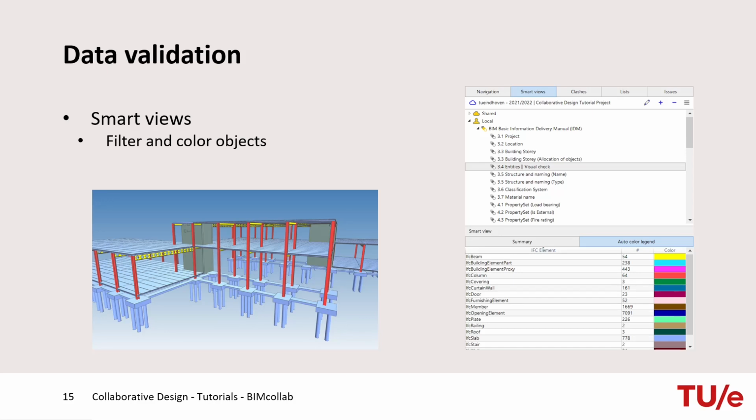The legend, on the bottom part, can be used to interactively go through all materials, classifications, or any property you want. For example, on the slide the IFC elements are filtered and colored. In the example, a standard Smart View set for the checking of the BIM Basic IDM is used. These can be downloaded from the site of BIMCALLAB. A link is provided on the last slide.